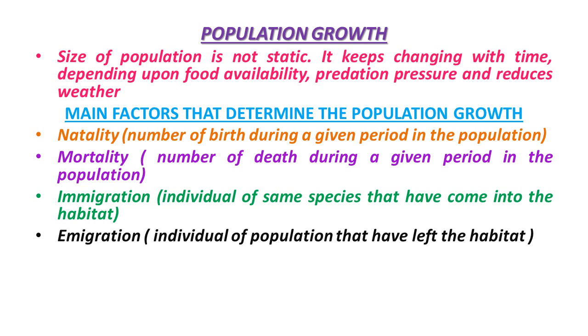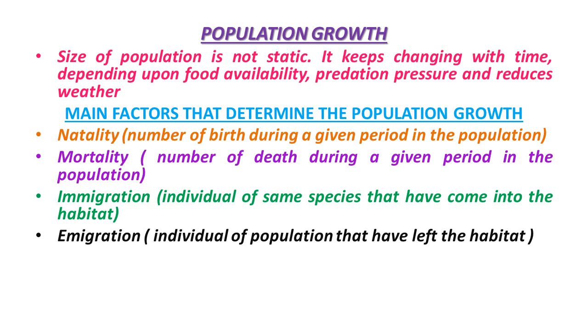Second one is mortality. Now what is it? Mortality is the number of deaths in the population during a given period. So we can say mortality is the opposite of natality. It is the number of deaths during a given period in a given population. So due to this, population density decreases.